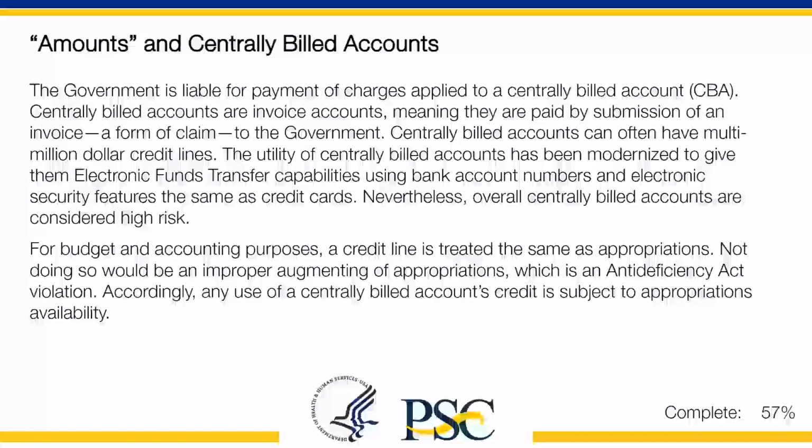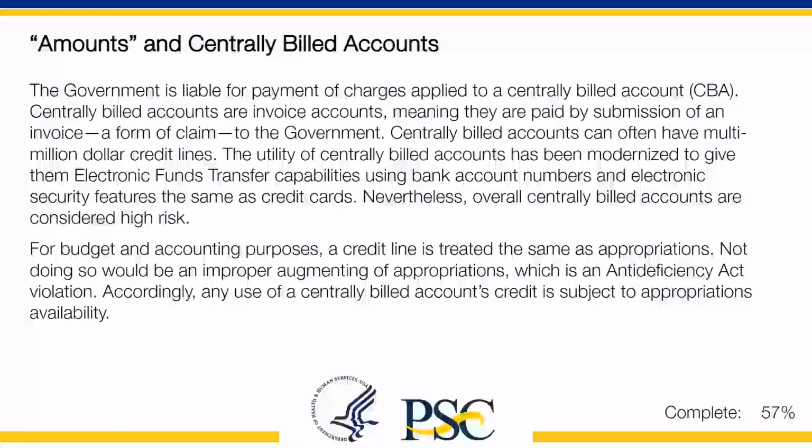The government is liable for payment of charges applied to a centrally billed account, CBA. Centrally billed accounts are invoice accounts, meaning they are paid by submission of an invoice, a form of claim, to the government. Centrally billed accounts can often have multi-million-dollar credit lines. The utility of centrally billed accounts has been modernized to give them electronic funds transfer capabilities using bank account numbers and electronic security features the same as credit cards. Nevertheless, overall, centrally billed accounts are considered high risk.